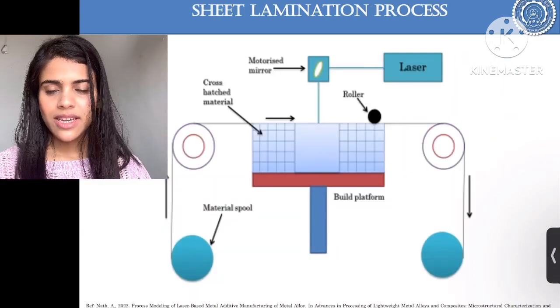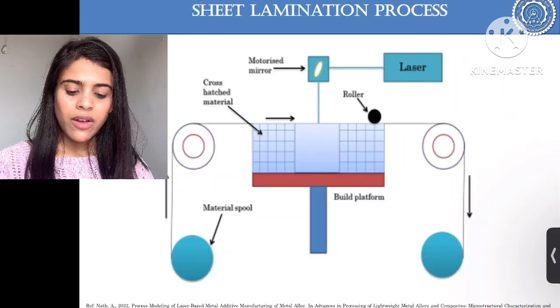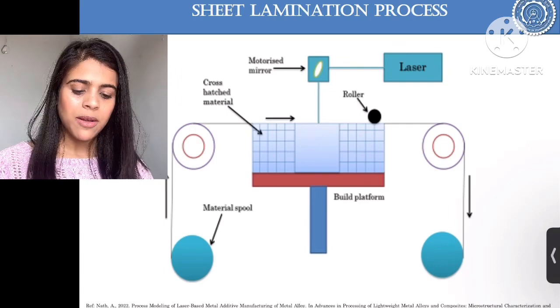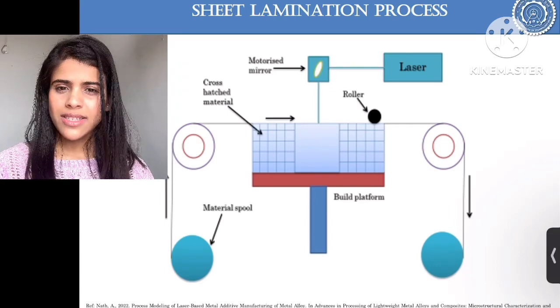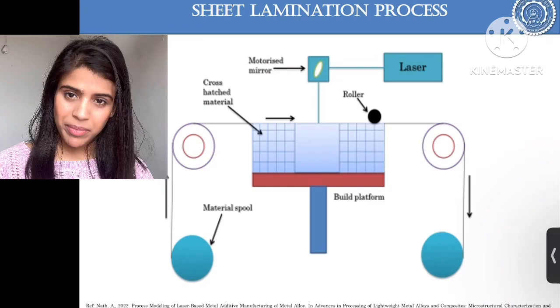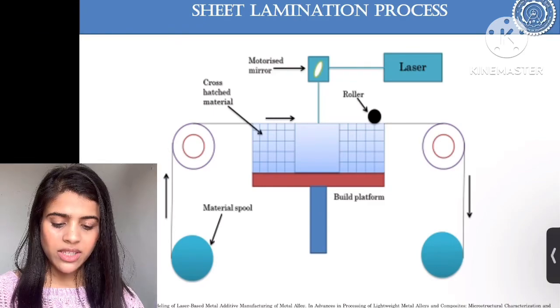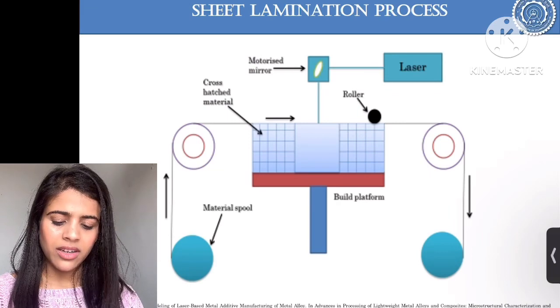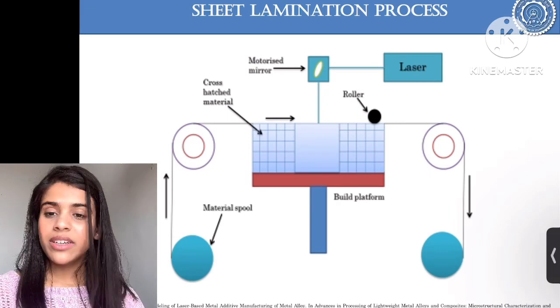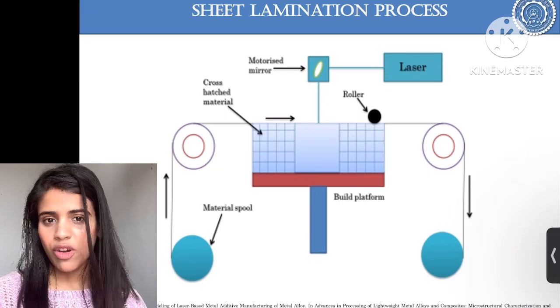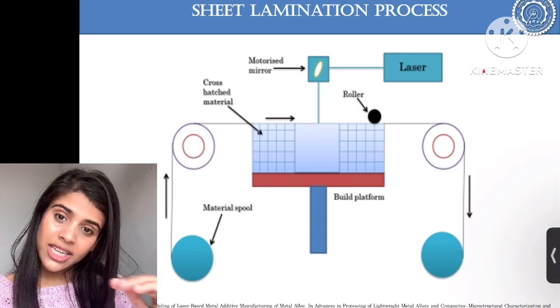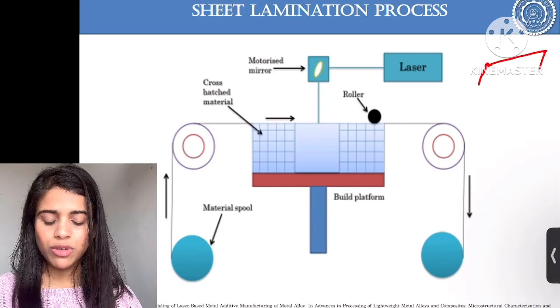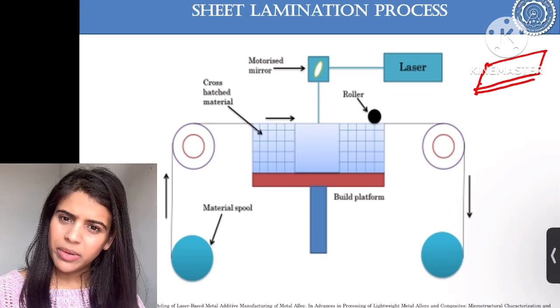The next process is the sheet lamination process. Using this process also, we can make metallic components. But this process is typically not used for making complex geometries. Due to its working principle, it is not capable of doing that. In this process, the material will be used in sheet form. A thin sheet of material will be used. It can be metallic or non-metallic.